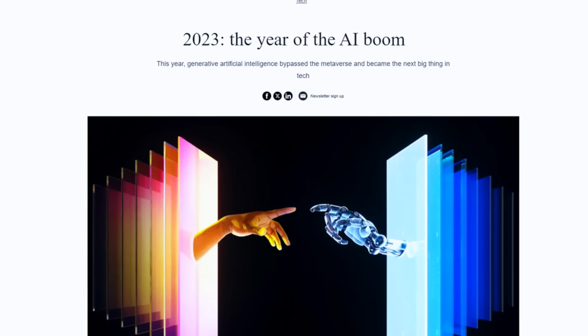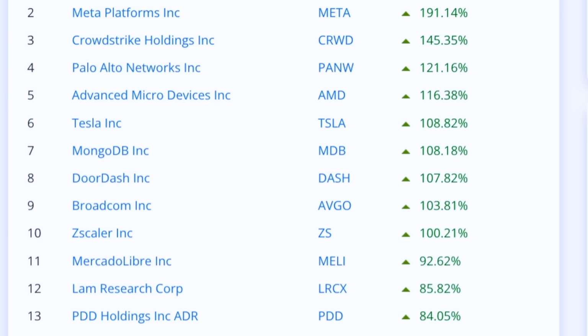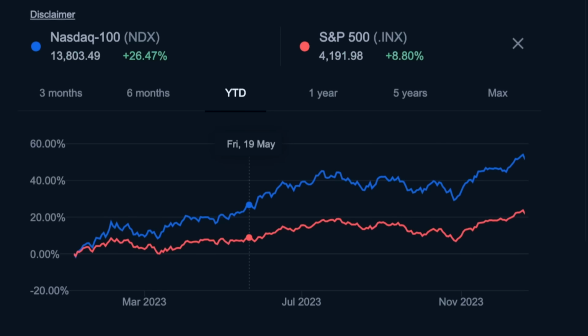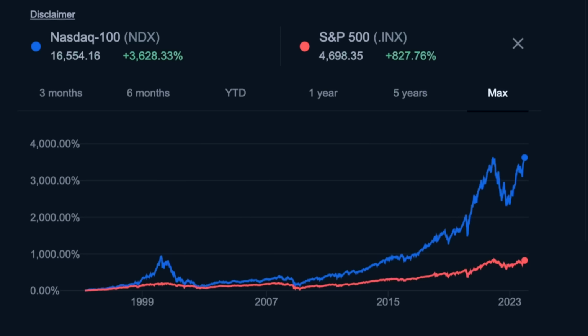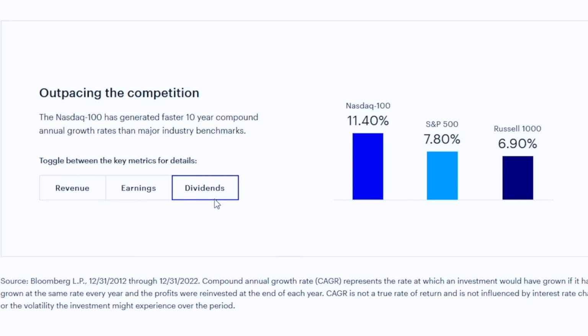So, because the Nasdaq 100 index is a lot more concentrated on tech, and thanks to the recent AI boom, many of the tech companies were able to deliver some fantastic returns over the past few years. As a result, the Nasdaq 100 index was able to almost always outperform the S&P 500 in terms of returns, company revenue, earnings, and dividends. However, this may soon come with its own downsides, which I will talk about later.